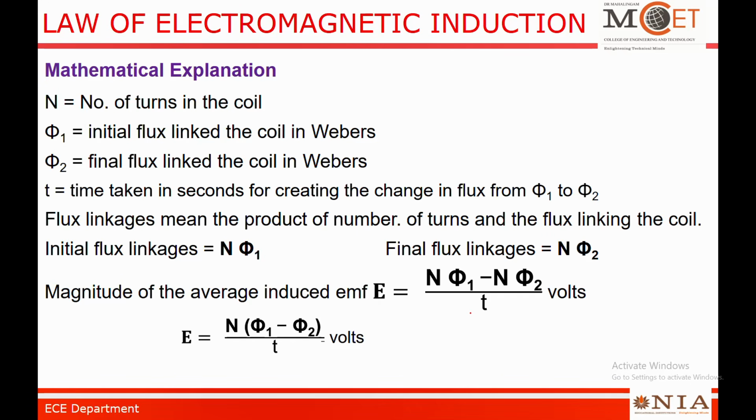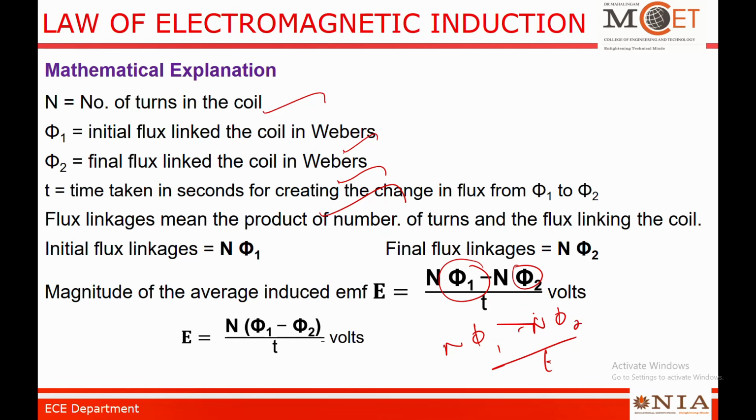So E is equal to the initial flux linkages minus the final flux linkages, where N is the number of turns in the coil, and magnetic flux psi 1 and psi 2 are the initial flux linked in the coil and the final flux obtained in the coil. T is the time taken, in seconds, for the change in the flux. So E is N psi 1 minus N psi 2 divided by T.